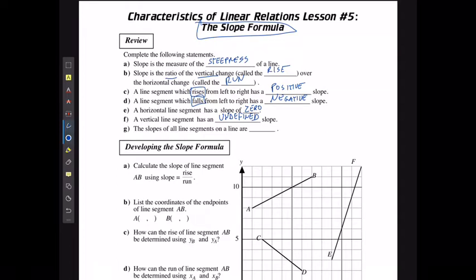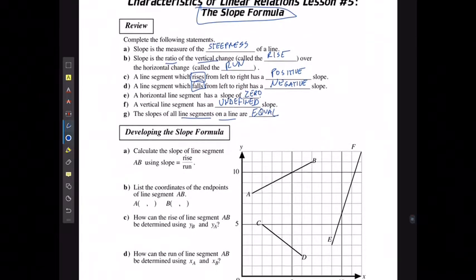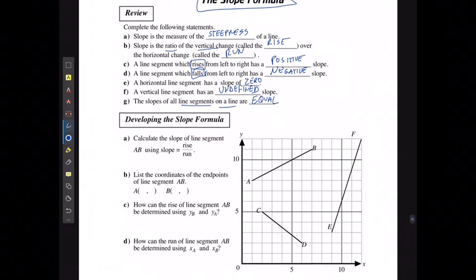And the slope of all line segments on a line, so if I pick any 2 points on a consistent line, they're going to be equal. So they're going to give me equivalent fractions for any 2 points that I pick.